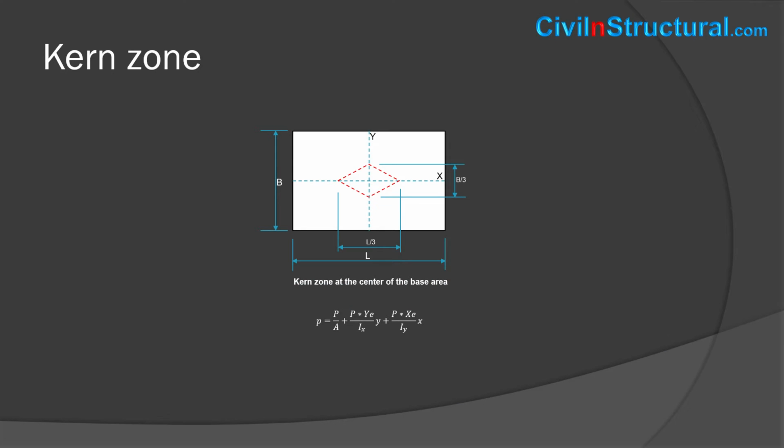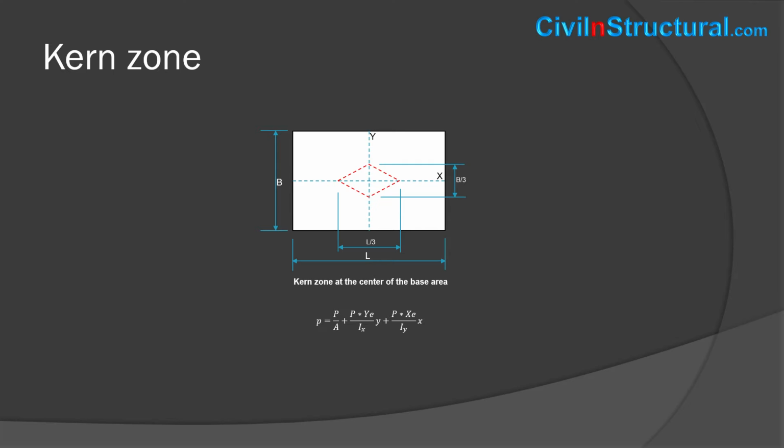Basically, we come across two scenarios as far as loading of the foundation is concerned. First, the CG of applied loads lies in the kern zone, which I have shown here with red dotted lines. And second, the CG falls beyond the kern zone. So what is the significance of this kern zone, which is shown at the middle third of this base portion?